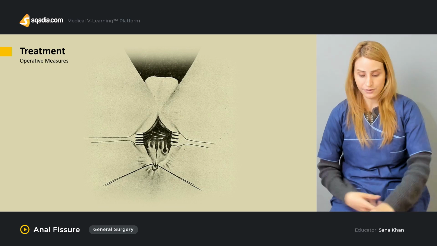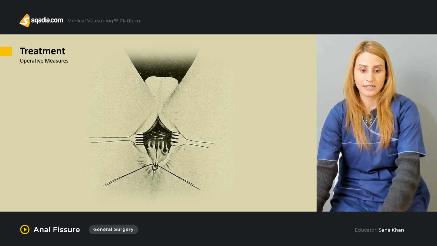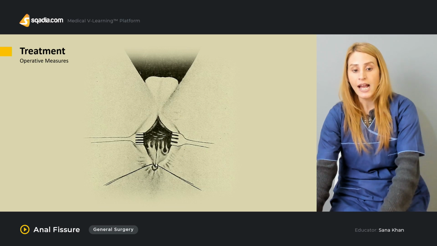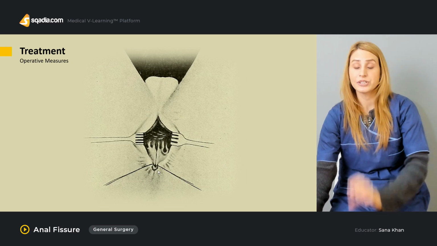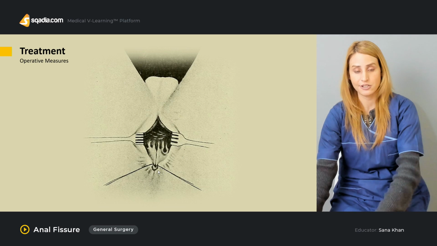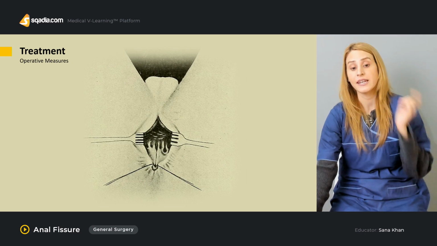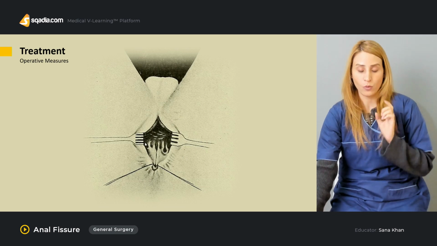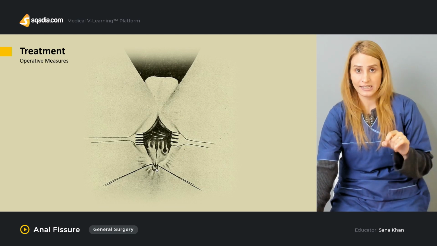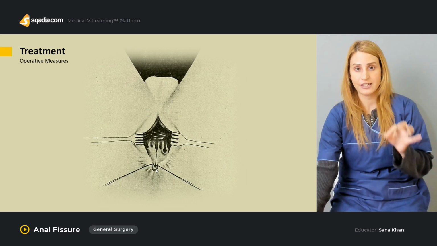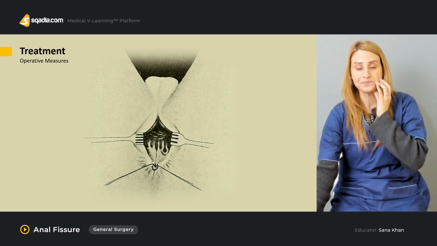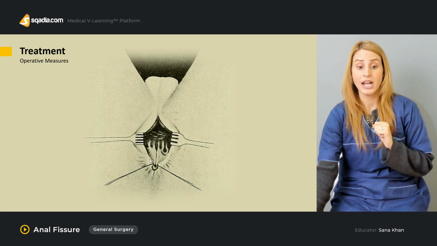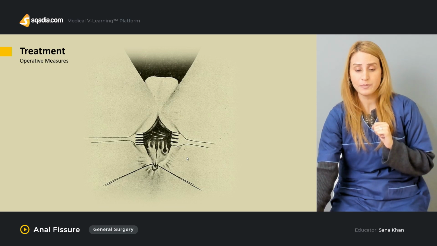But right now, you can see that there is a posterior anal fissure present in the midline, extending all the way towards the dentate line. So what you need to do is a lateral internal sphincterotomy. Why is this called a lateral internal sphincterotomy? Why is this important? Because the fissure is present in the posterior midline, so you have to divide the internal anal sphincter either in the right lateral position or the left lateral position.